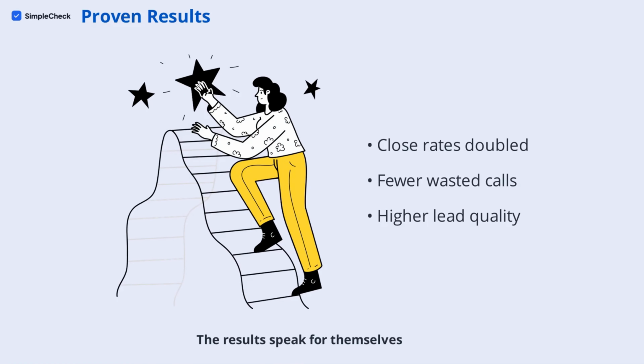Results speak for themselves. One sales agency owner saw their close rate jump from 25% to over 50% after switching to SimpleCheck. Another operator eliminated 30% of calls that couldn't pay, saving time and resources. A third was able to retain their best closer by improving lead quality. Across hundreds of businesses, SimpleCheck consistently delivers higher close rates, lower costs, and fewer wasted calls.